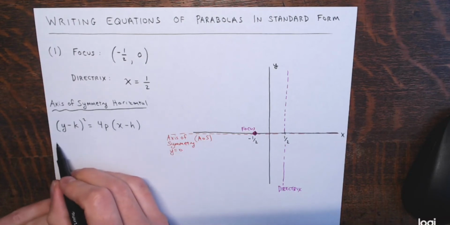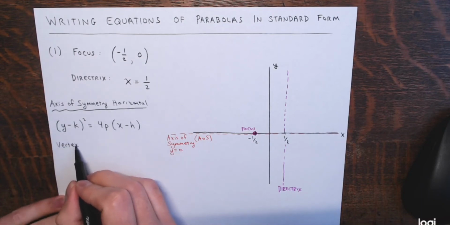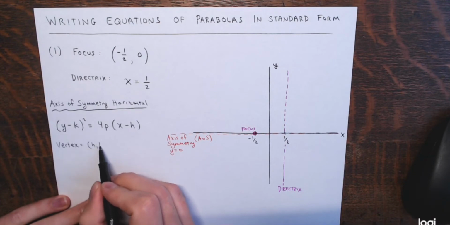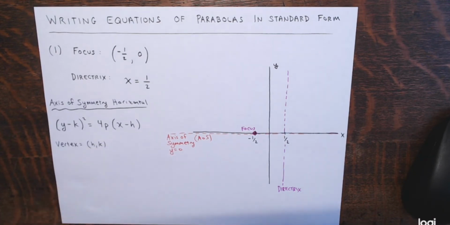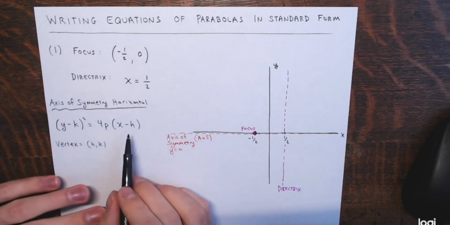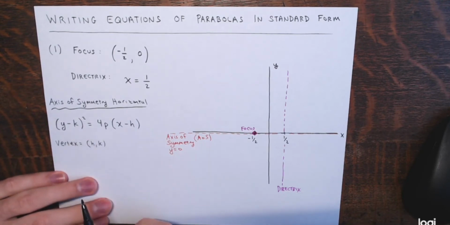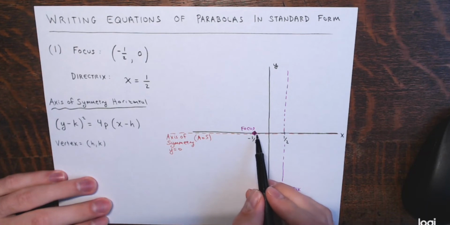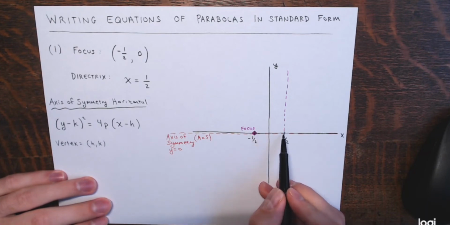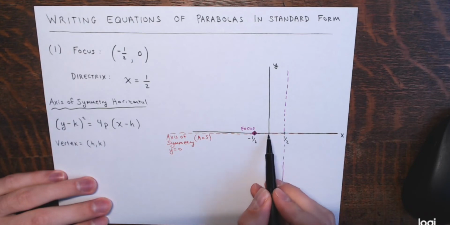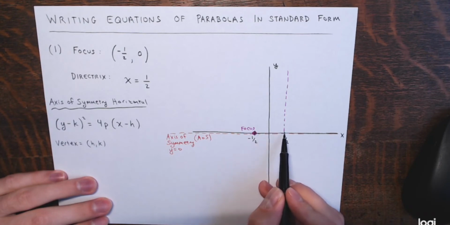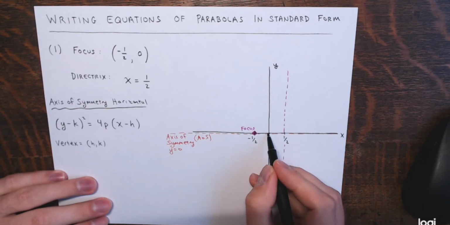Where again, the vertex is (h, k). So if we know the vertex of this parabola, we know the h and the k, and then we just need to know how to get from the vertex to the focus, and that'll tell me the value of p. I need to find h, k, and p here. Well, the vertex should be easy enough. Remember, the vertex is exactly halfway between, on the axis of symmetry, the focus and directrix. So that would be the origin here.